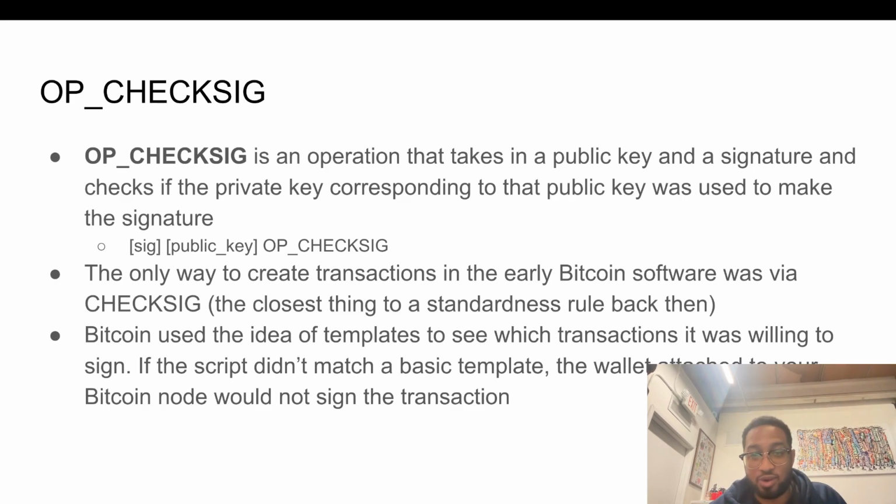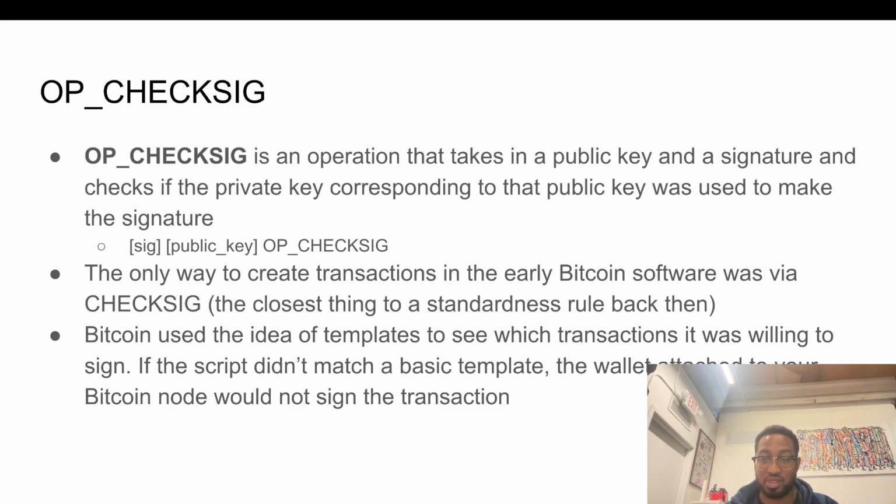Now I'm going to go over something called op check sig. Op check sig is an operation that takes in a public key and a signature and checks if the private key corresponding to that public key was used to make the signature. So the only way to create transactions in the early Bitcoin software was via check sig, the closest thing to a standardness rule back then.